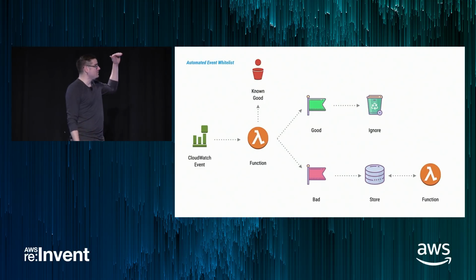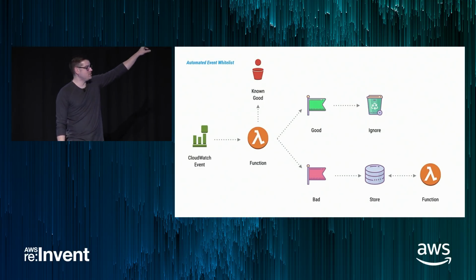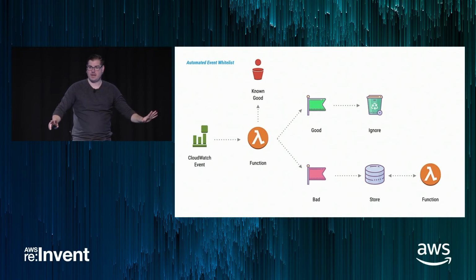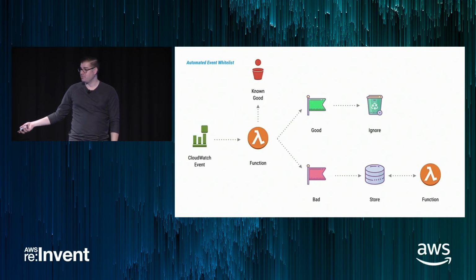So the CloudWatch event fires, our Lambda goes, it looks, sees if it's known good against our whitelist. If it is, you don't have to do anything. We know it was good, it was allowed to happen. If it's not, then we're going to do that aggregate, and we can take action from there as well.